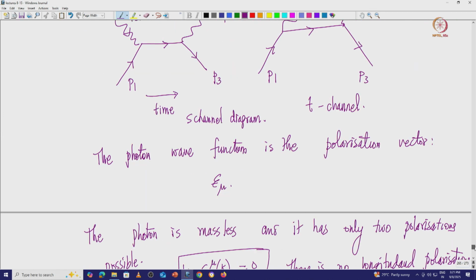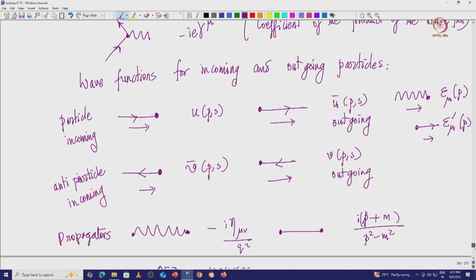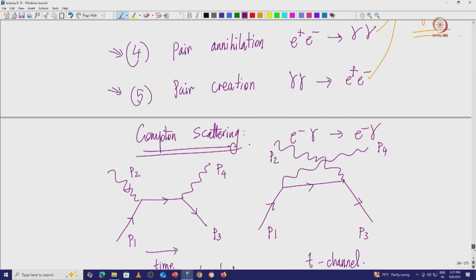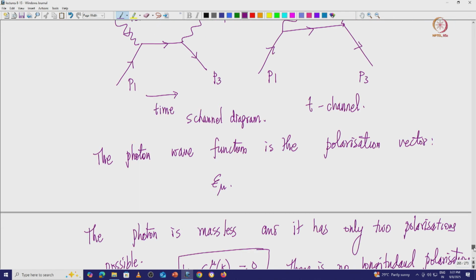Now with this detour we go back to Compton scattering. The Compton scattering is given by this. Compton scattering is electron photon scattering. It has two channel diagrams, one is the S channel diagram and another is the T channel diagram. Now remember S, T and U are not independent, but you have to give them the same labels. So what is typically called S and T are the ones which I am using.